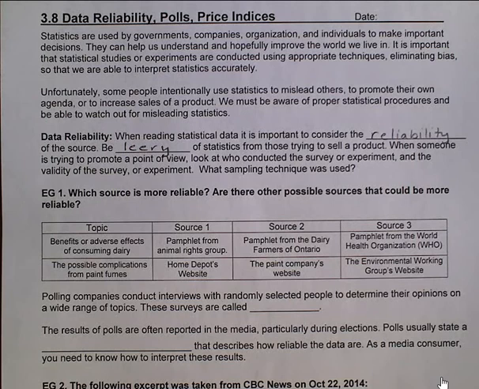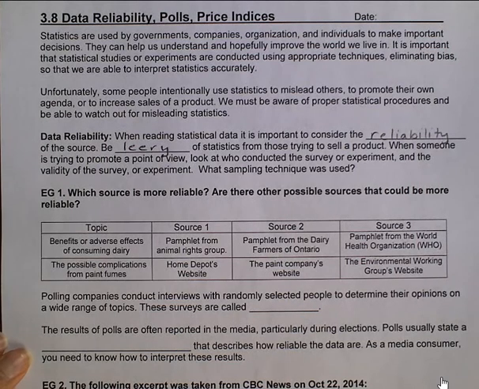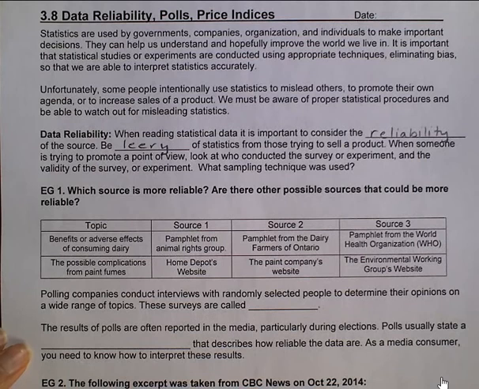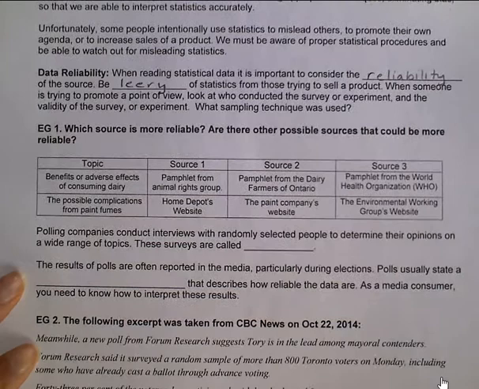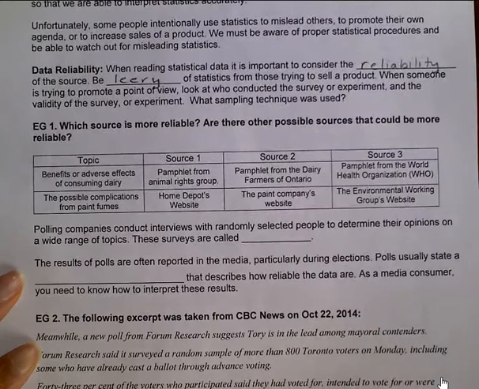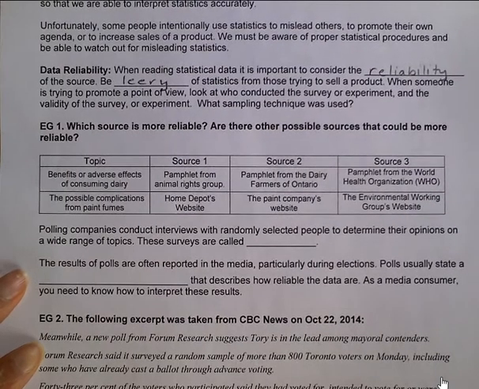When someone is trying to promote a point of view, look at who conducted the survey or experiment and the validity of the survey or experiment. You might want to find out what sampling technique was used, and make sure that it is an appropriate sampling technique that does not have a lot of bias. But, by the way, we're going to talk about sampling techniques next week.